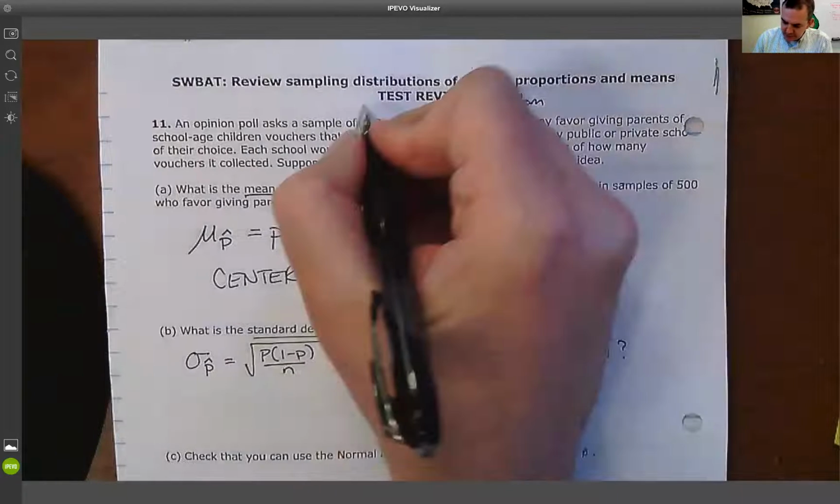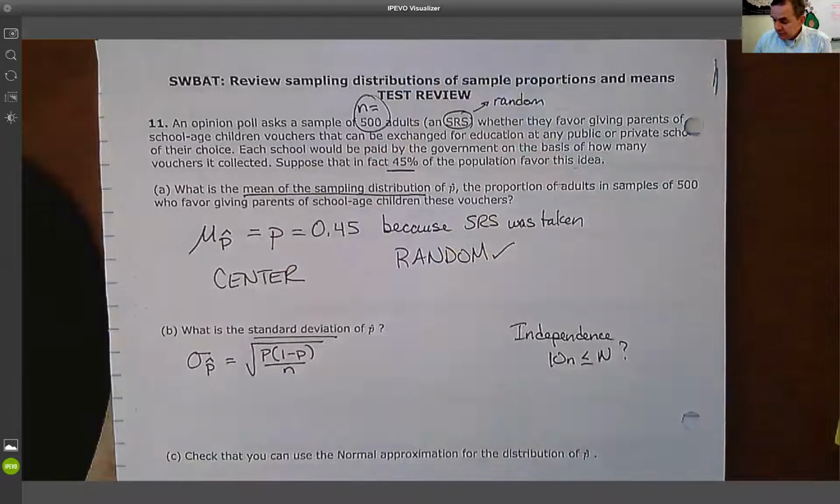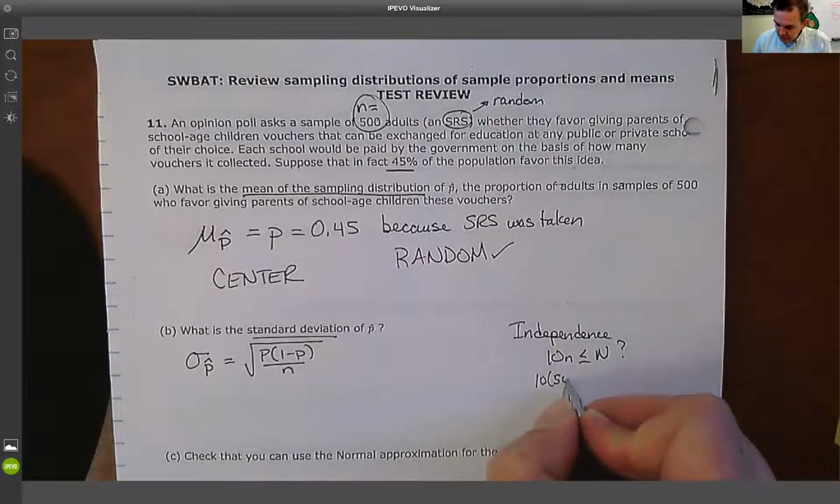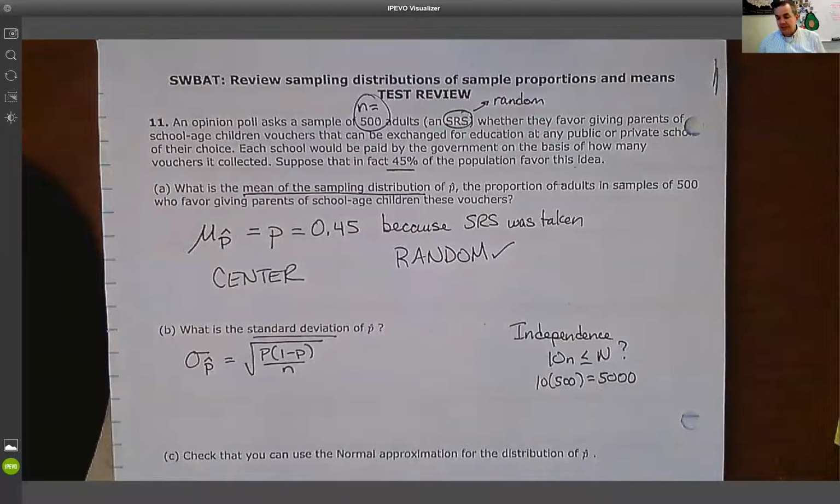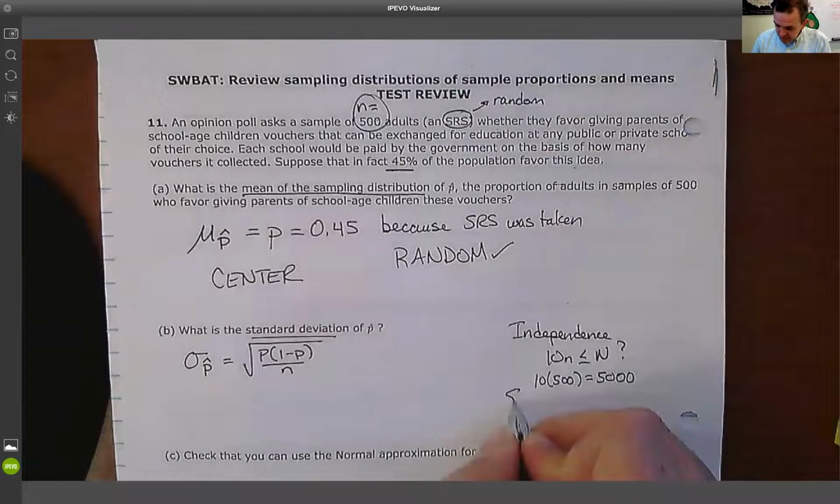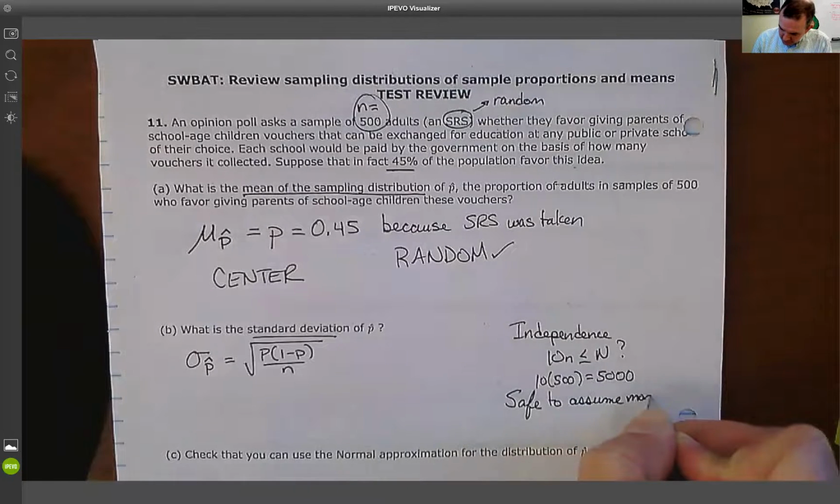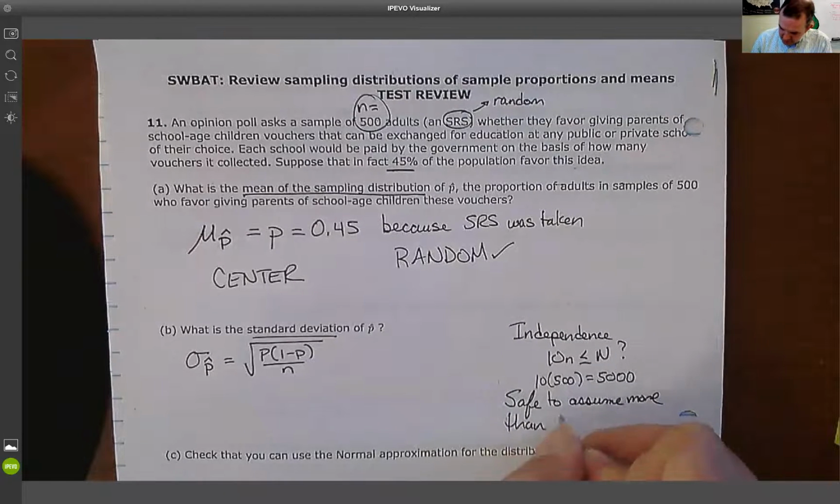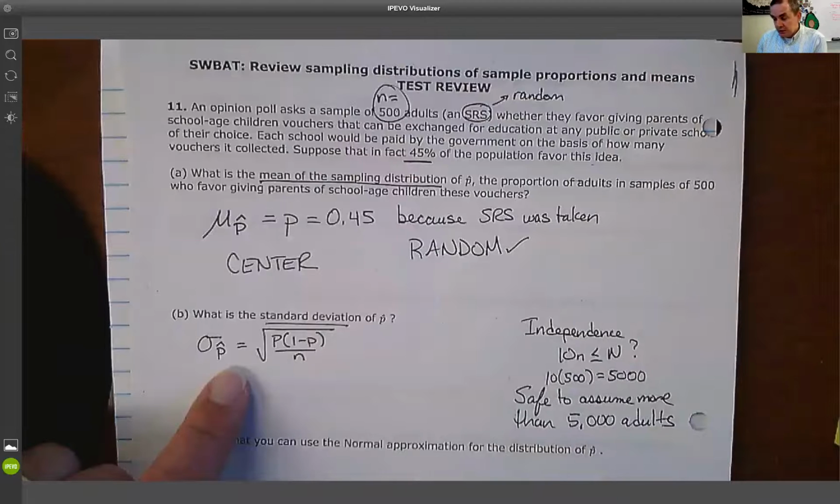So we need to know sample size. My sample size is 500. n equals 500, so I'm going to do 10 times 500. That equals 5,000. And in this case, what's the population I'm talking about? I'm talking about adults. So this is just adults. Is it safe to assume there's more than 5,000 adults? I'm going to say, yep, it's safe to assume more than 5,000 adults.